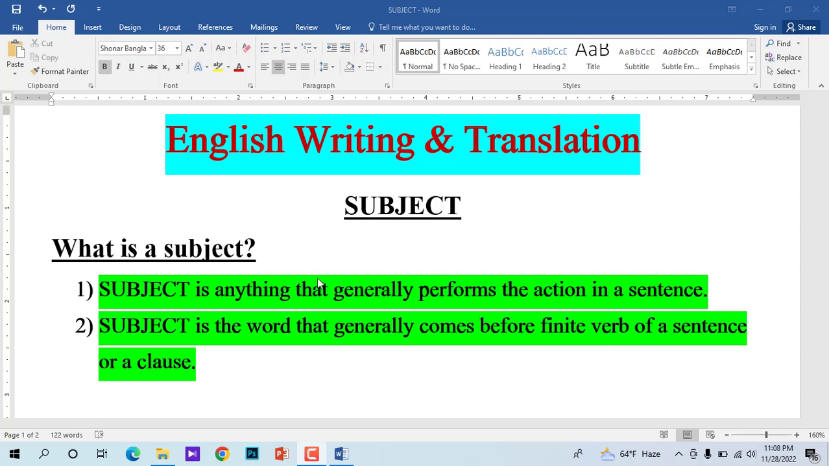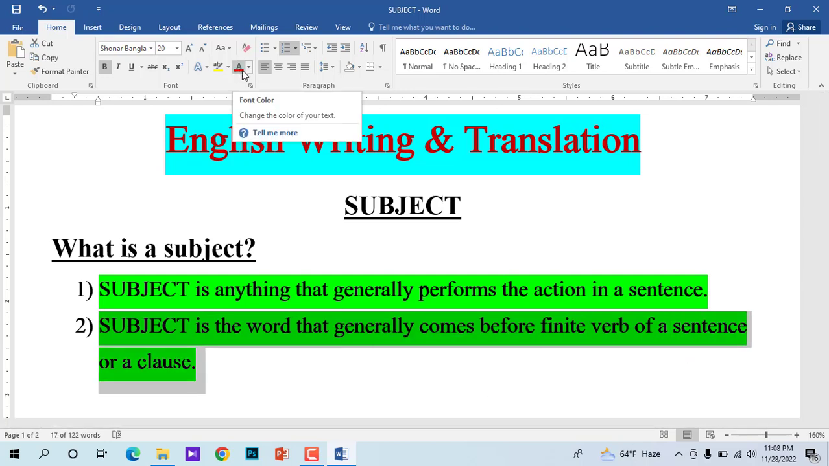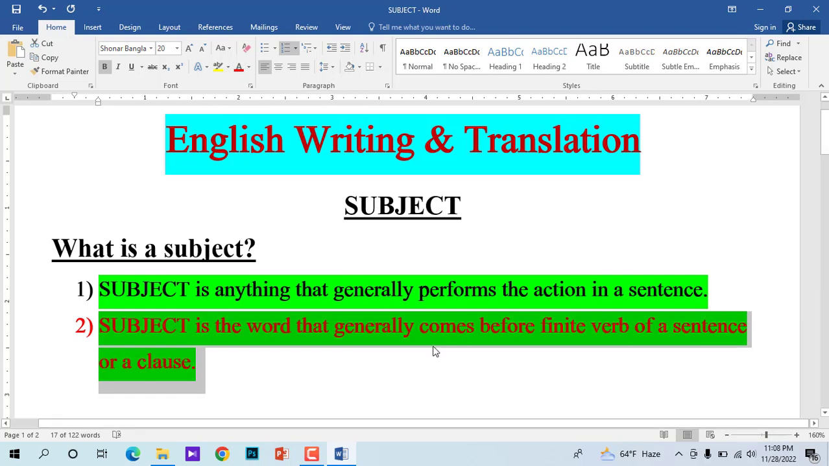A subject is anything that generally performs the action of a sentence. A subject usually performs the action of a sentence. It is actually the doer of a verb, of a finite verb. And the subject is the word that generally comes before the finite verb in a sentence or clause. Now you may ask, what is a clause? We are going to discuss it later on.